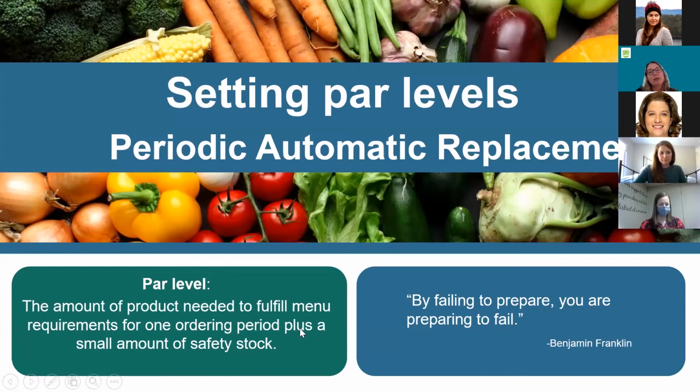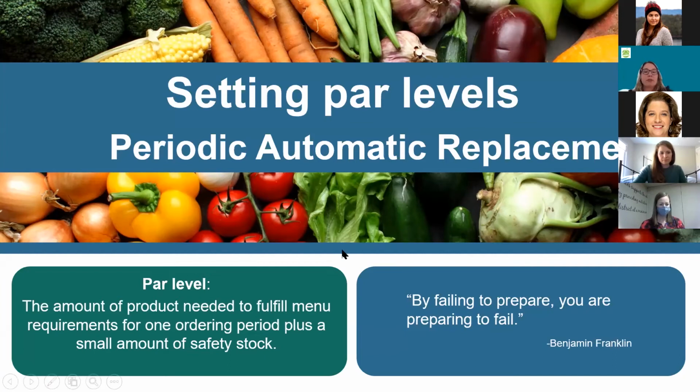All right, so we're going to talk a little bit about PAR levels. PAR stands for periodic automatic replacement. All that means is it's the amount of product that's needed to fulfill a menu requirement for one ordering period, plus a little bit of safety stock, a little bit of a buffer.